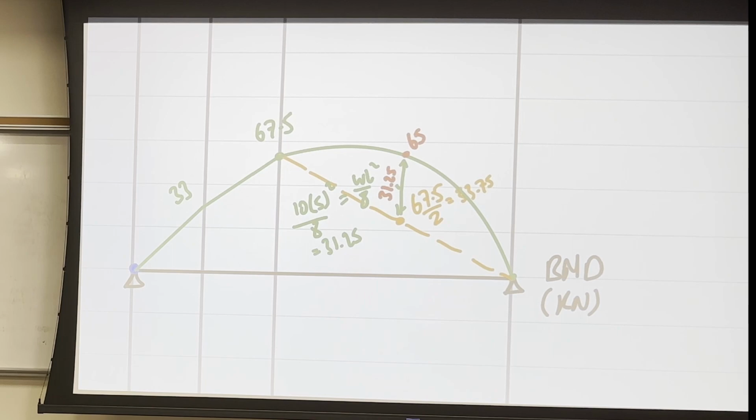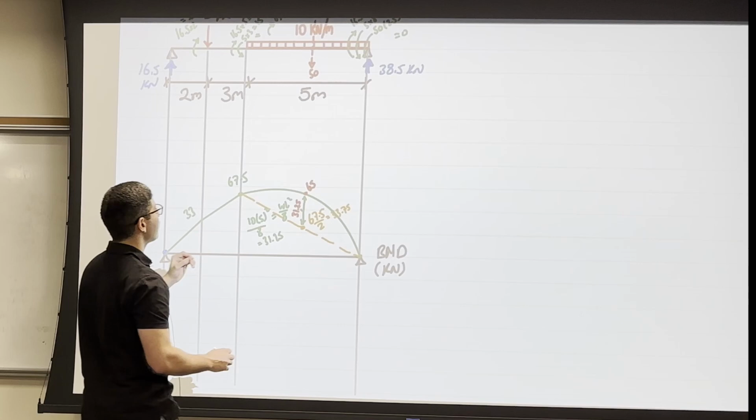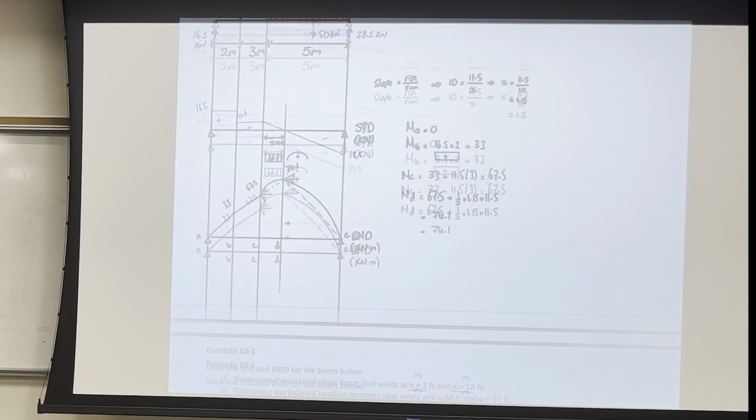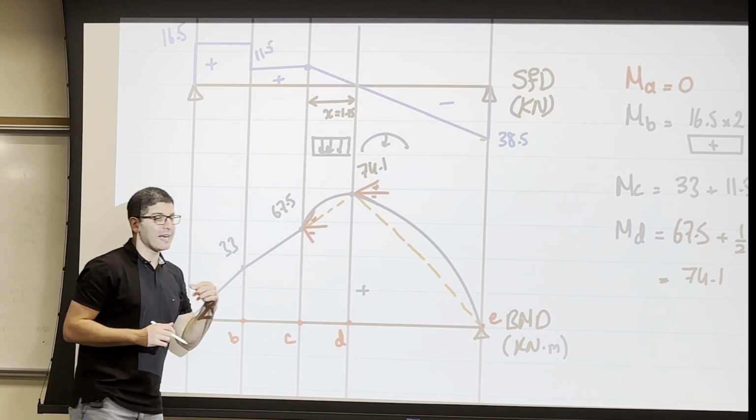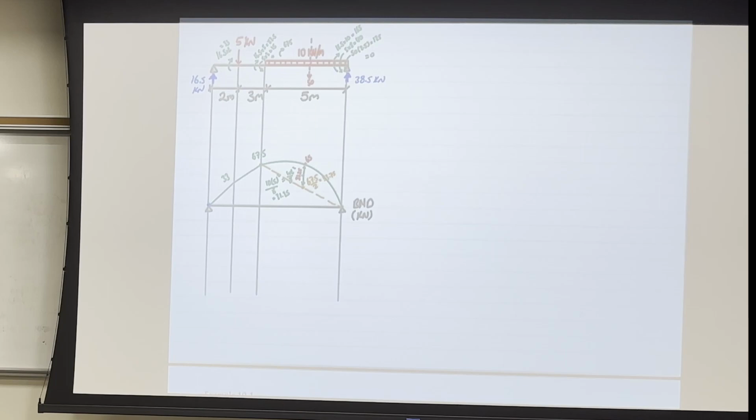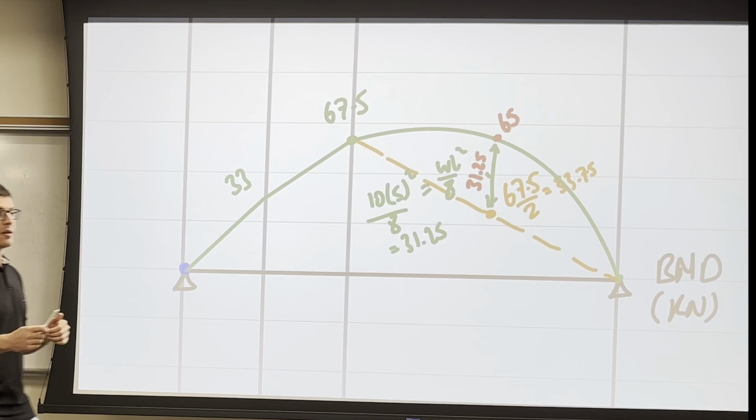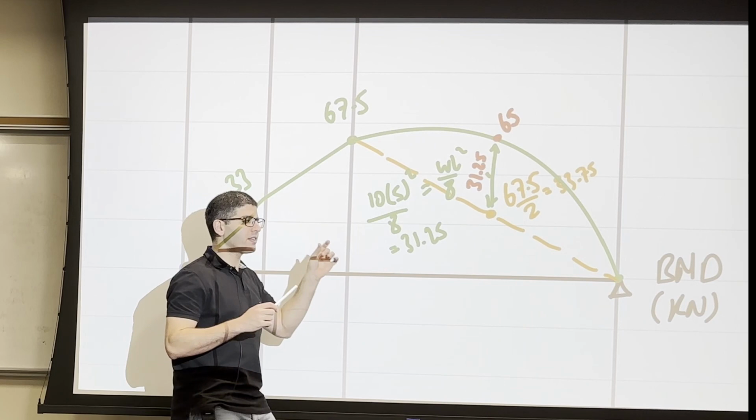And here comes the disadvantage of this method, which cannot detect the maximum bending moment. If you remember from the previous method, where we drew the shear, we found the accurate maximum bending moment was 74.1, right? In this method, because we weren't able to draw the shear, we found this 65. In the exam, I want you to draw the accurate one, okay? The shear, and then find the accurate bending moment and the accurate maximum bending moment.